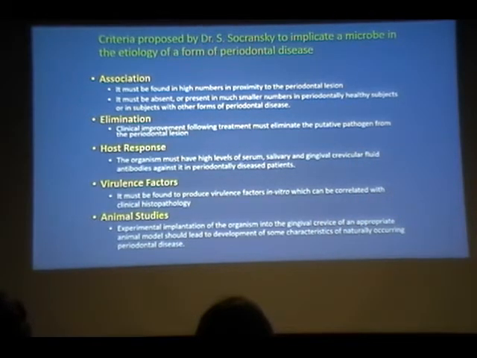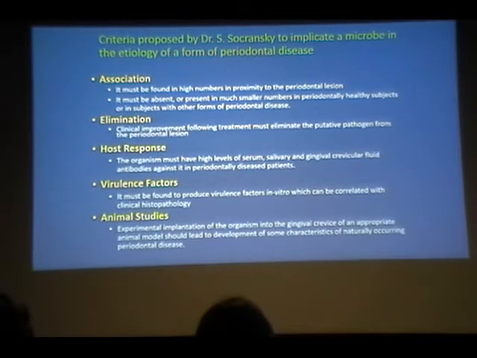So, animal studies: association, elimination, host response, virulence factors, and animal studies. If an organism fulfills these criteria, it falls under the category of a periopathogen.